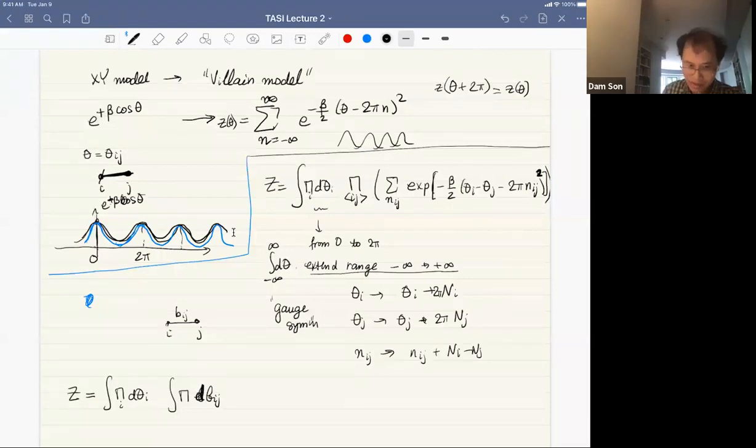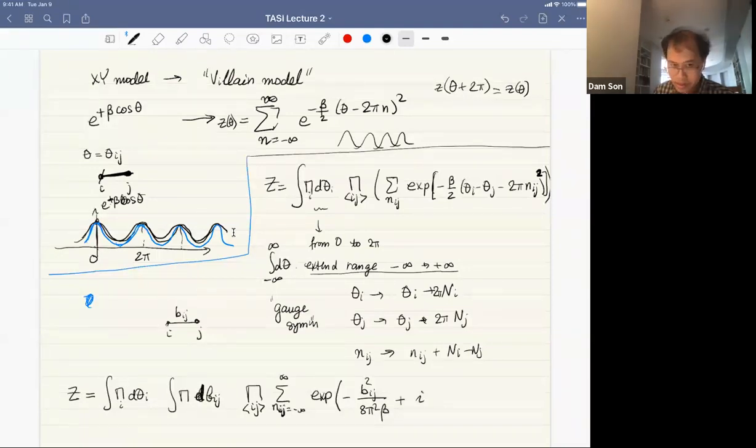You can check that the following will give you the correct answer. So here what is being integrated again is, each b goes from minus infinity to plus infinity, and then in the exponent I'm going to write down minus b_ij squared over 8 pi squared times beta, plus i b_ij over 2 pi times theta_i minus theta_j minus 2 pi n_ij.